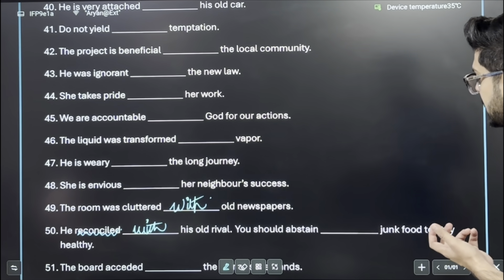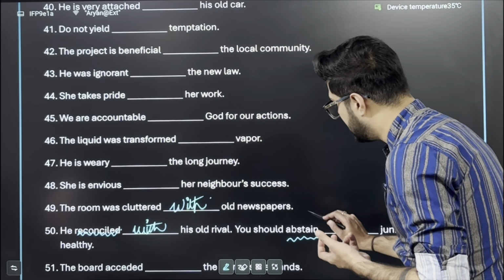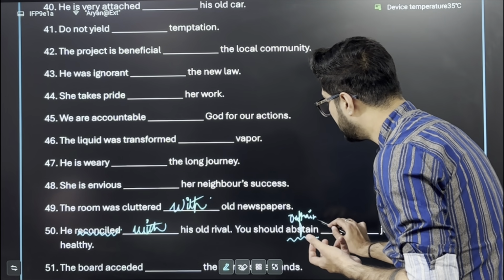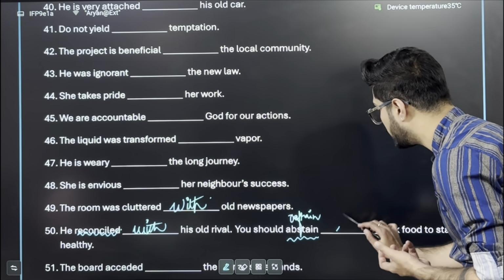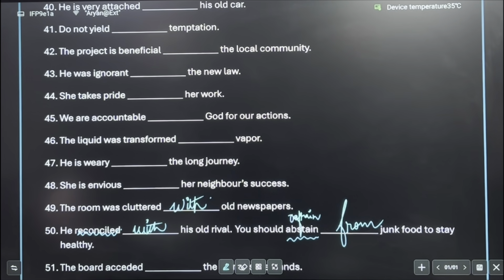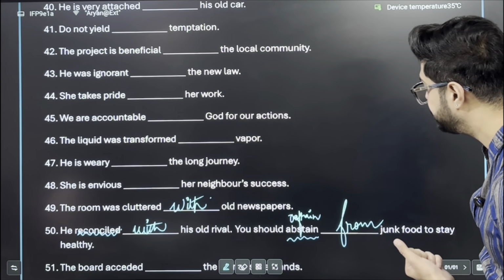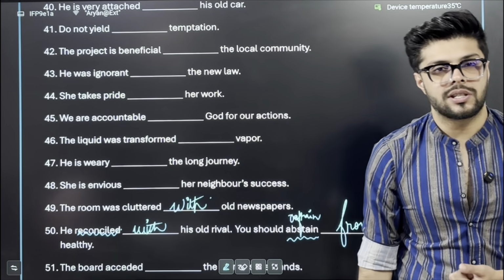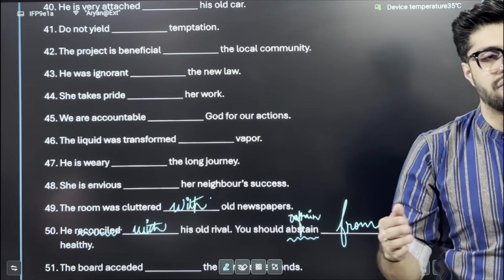And you should abstain. Again, abstain is a synonym of refrain. जैसे refrain के साथ on यूज from यूज होता है, वैसे abstain के साथ भी from यूज होता है. We should abstain from junk food to stay healthy. ठीक है. Refrain from. And here we complete 50 prepositions. I'm going to cover up the next 50 in my next video.